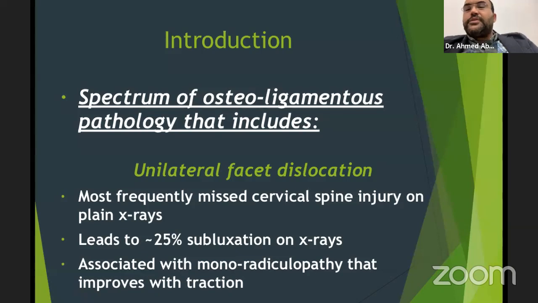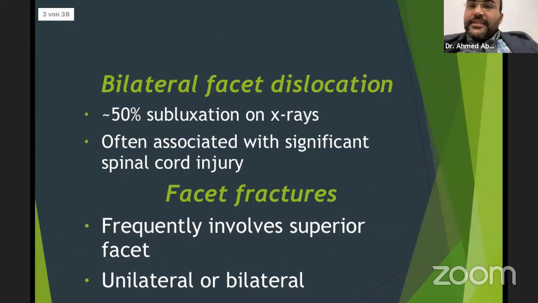osteoligamentous pathology that includes the following: unilateral facet dislocation, which is the most frequently missed cervical spine injury on plain X-rays. It accounts for about 25% of subluxations on X-rays and is often associated with monoradiculopathy that improves with traction. Bilateral facet dislocation accounts for 50% of the subluxations on X-rays and is often associated with significant spinal cord injury. And finally, the facet fracture, which usually involves the superior facet of the cervical spine, whether unilateral or bilateral.